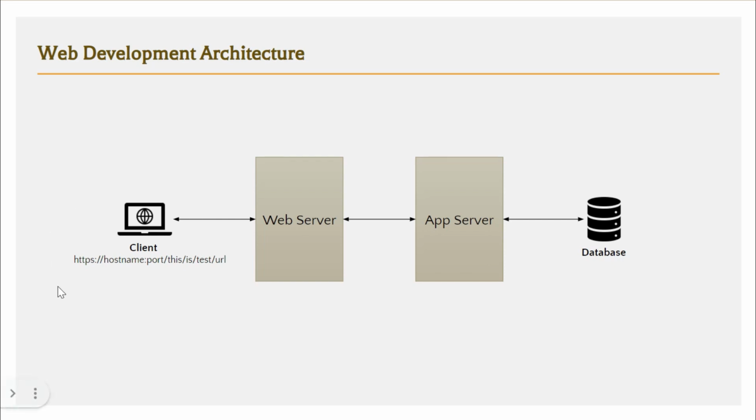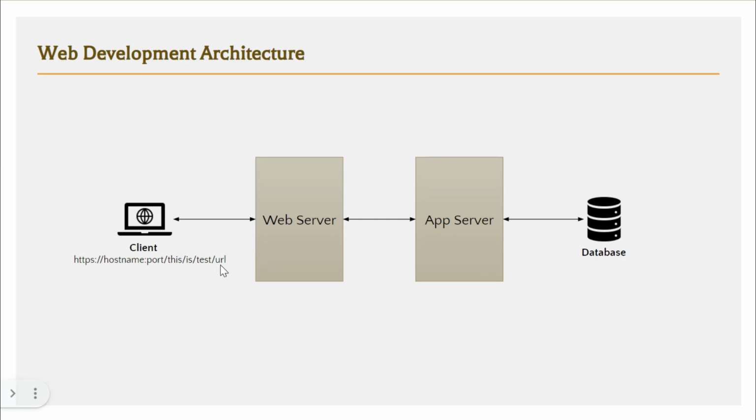And this is where all the action starts. Our user will first open the browser and let us suppose he enters this URL, https hostname : port name, and this is a test URL. Let us suppose this is the URL path which he is entering. Then the request first goes to the web server.